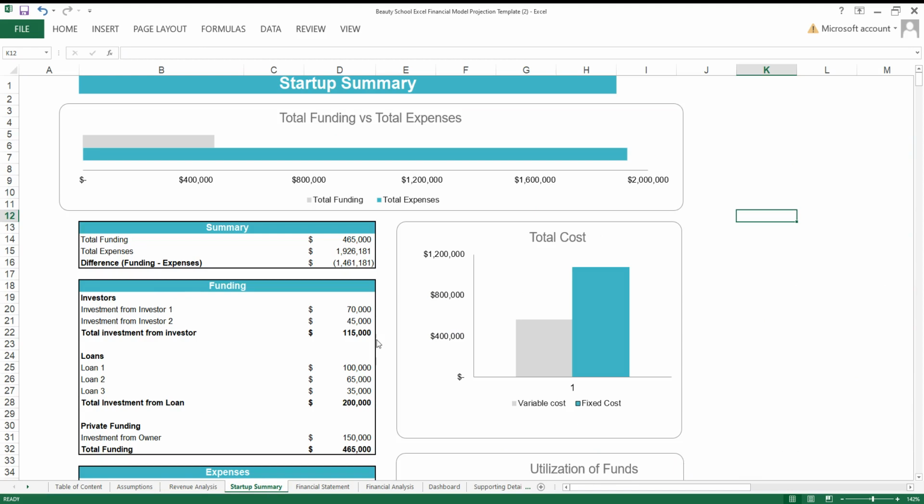Moving on, we have the startup summary. It is a quick snapshot of your business, which is very useful for the investors. It shows your total funding and total expenses and the difference between these two.